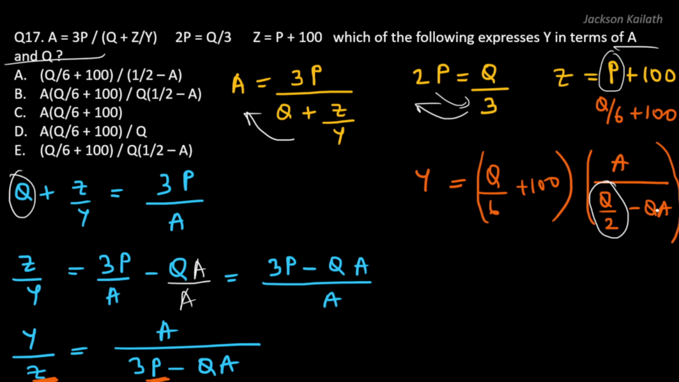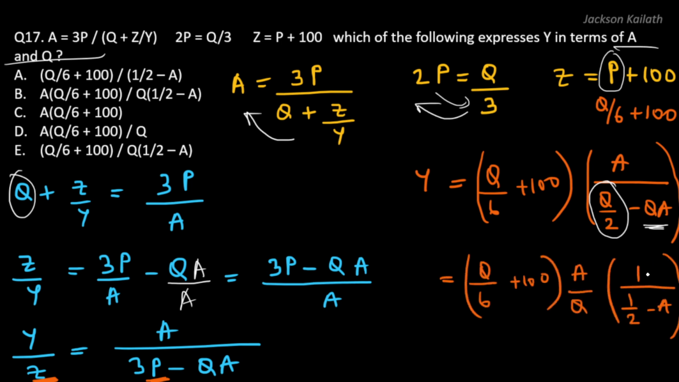You can take this q out, right? Because q is common over here and over here. So I can take it out if I want. So (q by 6 plus 100) into a by q into 1 divided by, over here, if you take q, you will be left with 1 by 2 minus a, because from qa, if you take q, you will be left with a. That gives you your answer, which is answer option.